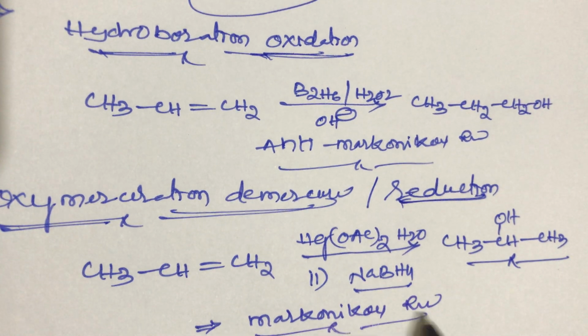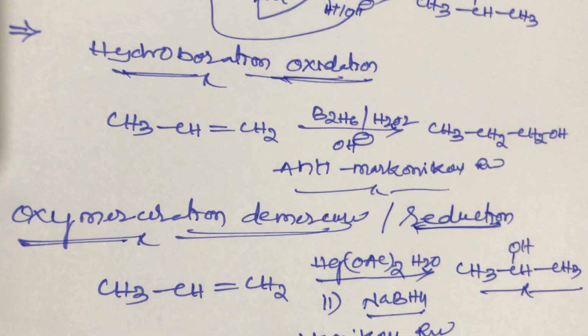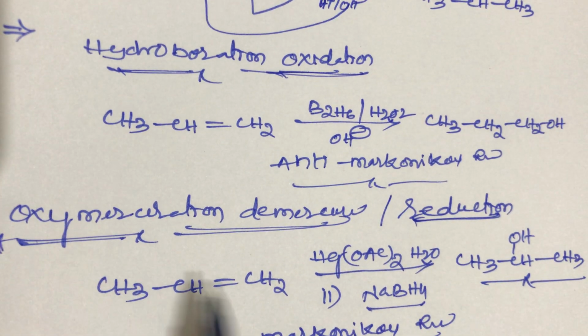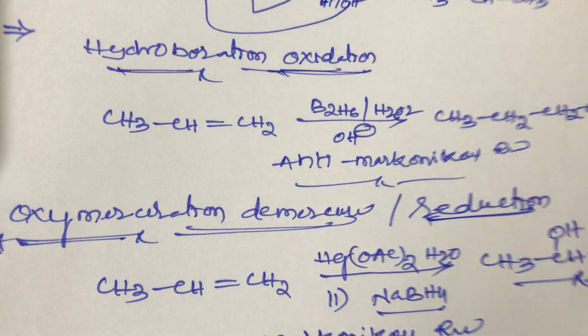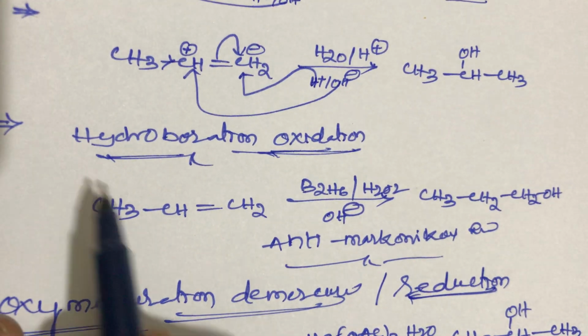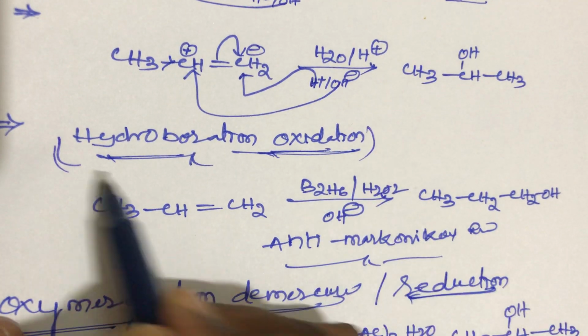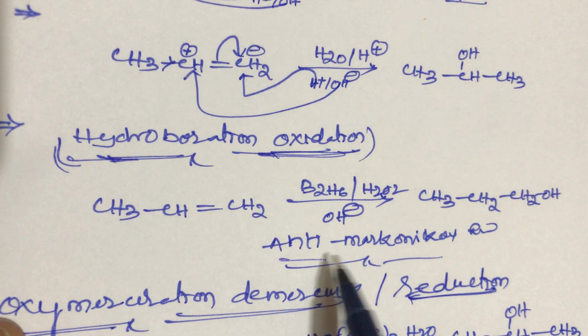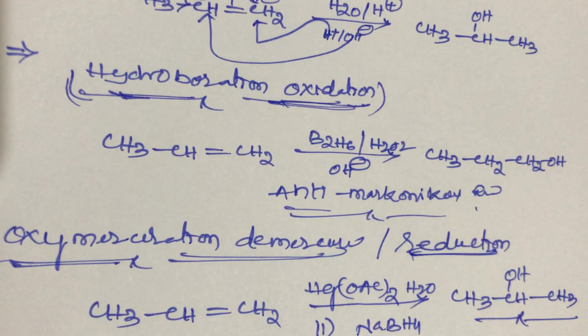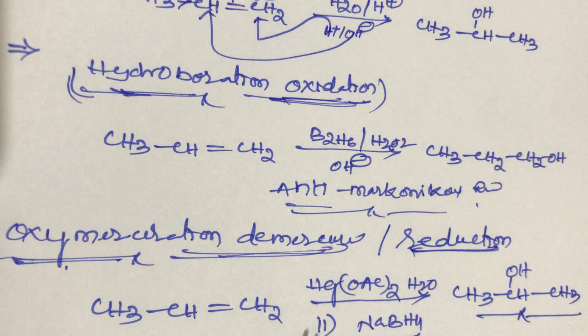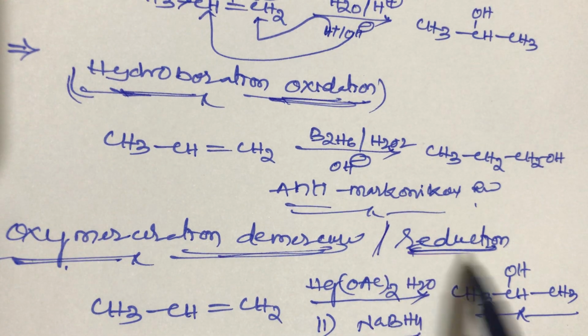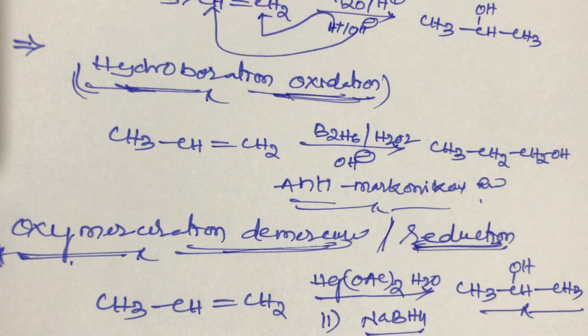Markovnikov's rule is very important. These both are named reactions. That is oxymercuration and demercuration, and the first one is hydroboration oxidation. You remember, student, hydroboration oxidation follows the anti-Markovnikov rule. And the second one is oxymercuration and demercuration, or oxymercuration and reduction, which follows the Markovnikov rule.